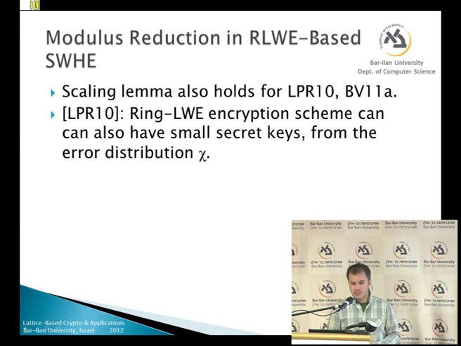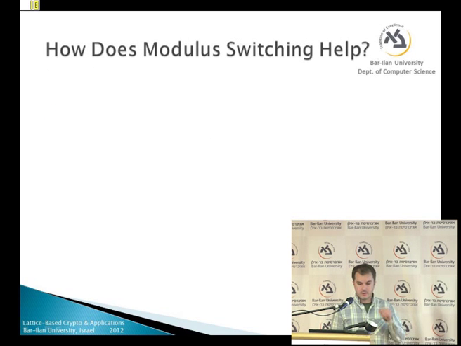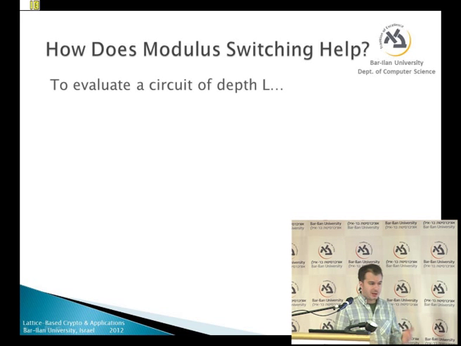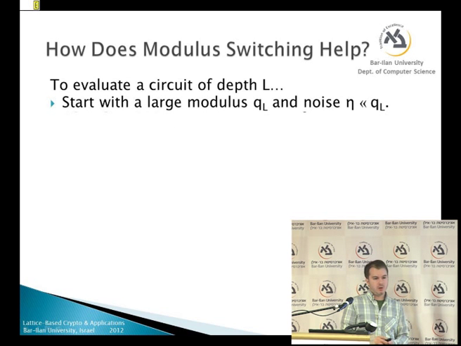Okay, so I kind of mentioned this before, but I'll go over it again. Why do we care about this modulus reduction? How does it help us in particular to evaluate a circuit of depth L? If we want depth L, we're going to start with a really large modulus, Q sub L, and we're going to start with really small noise. Ciphertexts have small noise eta.